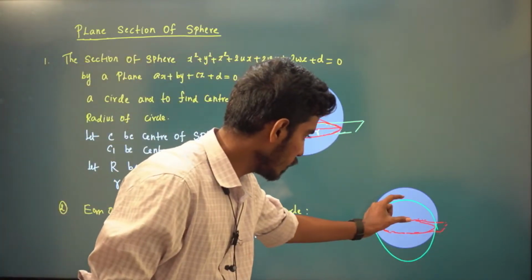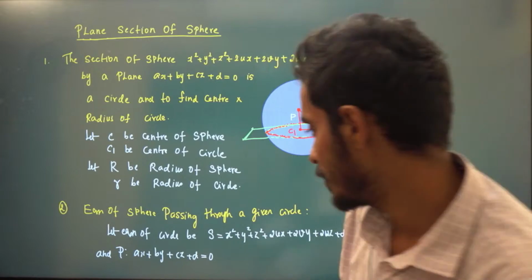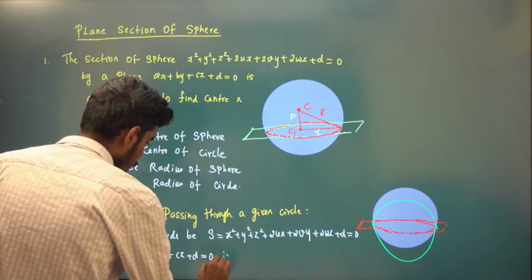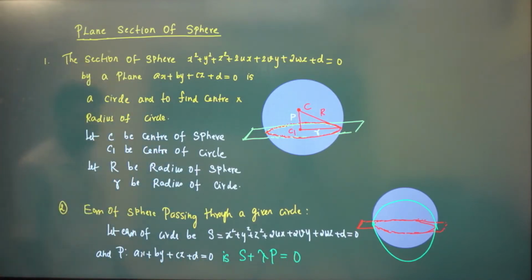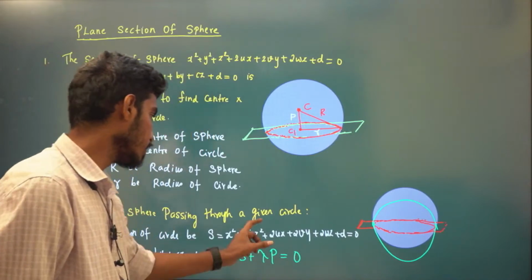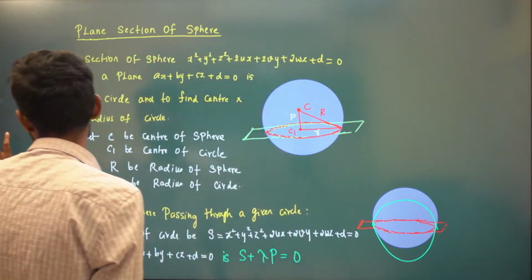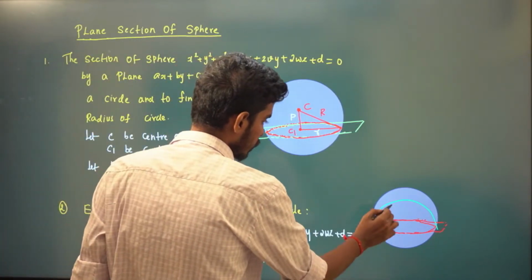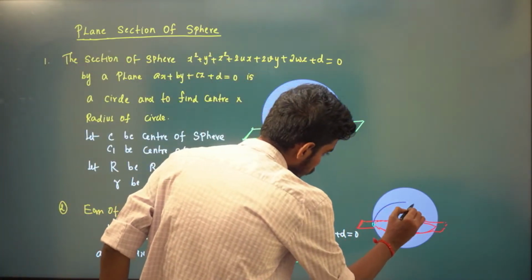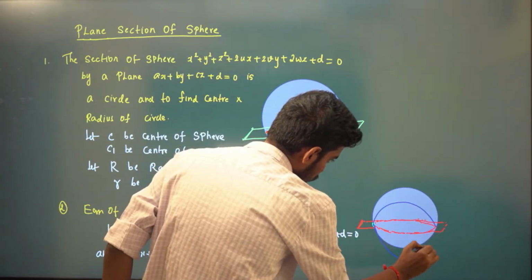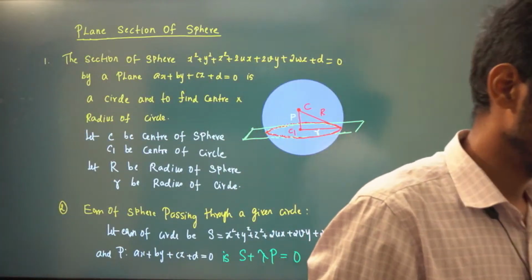So you can see this is a circle. Green is the equation of the sphere passing through the given circle. The equation of that green sphere is given by s plus lambda p equal to 0. So that is the equation of a sphere passing through a given circle. For a circle, we should have a sphere and a plane. This lambda can be found by suitable simplifications, right? So we are going to find this equation of a sphere passing through a given circle.